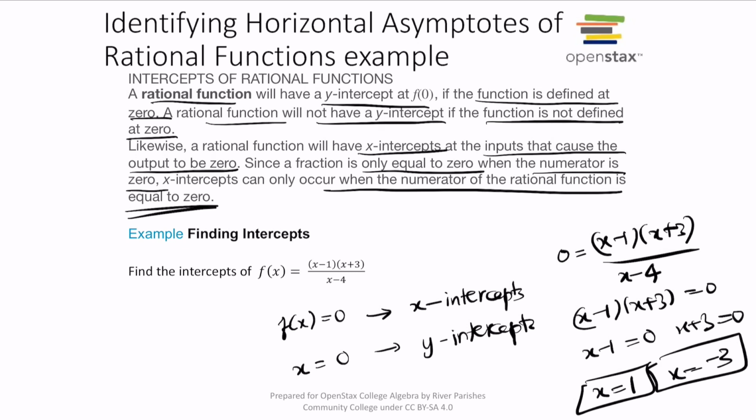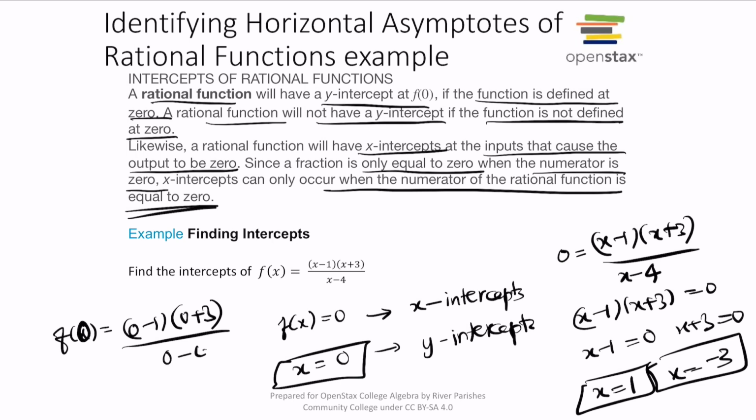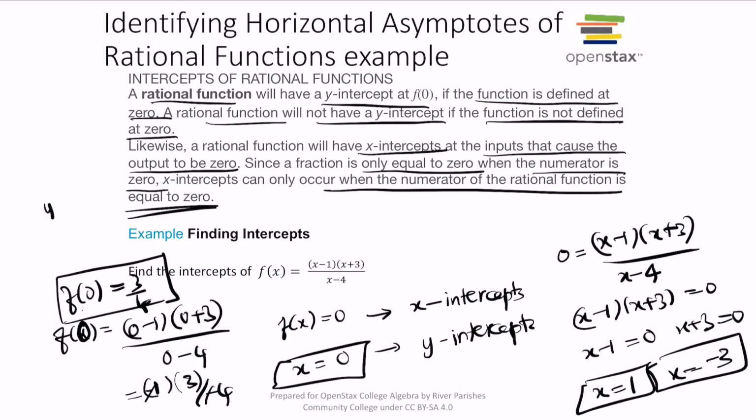Next, how do you find the y-intercept? Put x equal to 0. When you put x equal to 0, f of 0 is the y-intercept, which becomes 0 minus 1 times 0 plus 3 by 0 minus 4. So this becomes minus 1 times 3 by negative 4, the minuses cancel, so f of 0 becomes 3 by 4. So the y-intercept is y equal to 3 by 4, and for the x-intercepts you have two different values, x equal to 1 and x equal to negative 3.